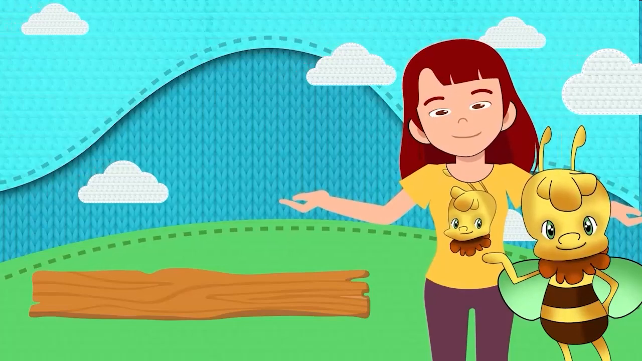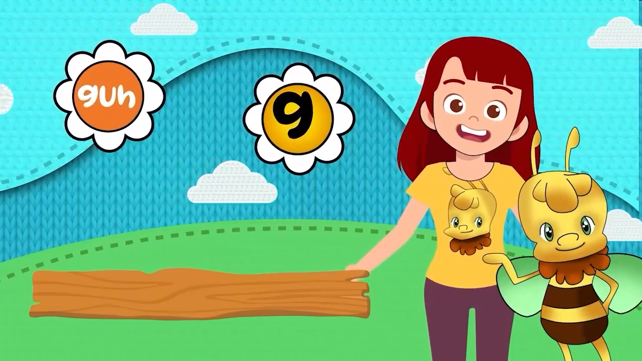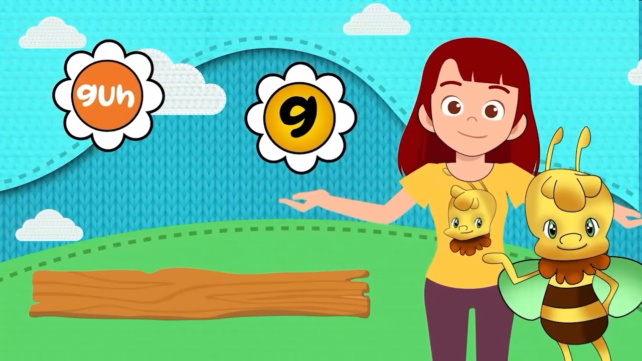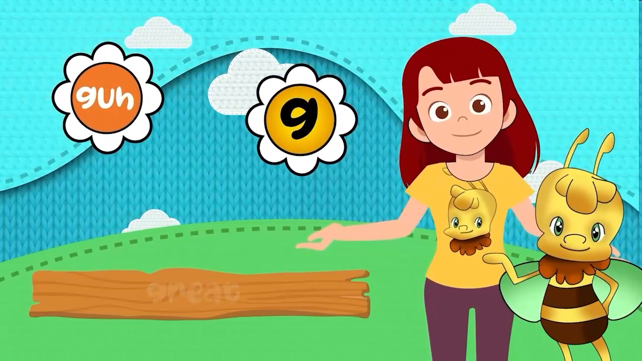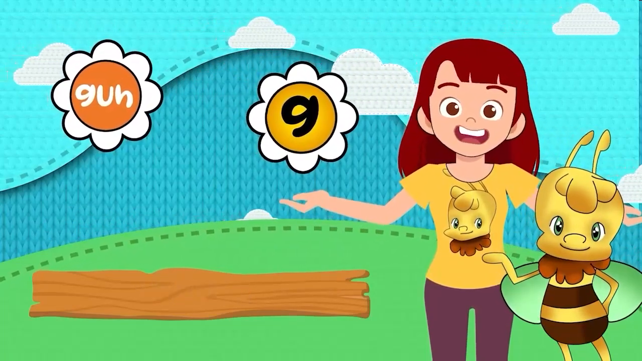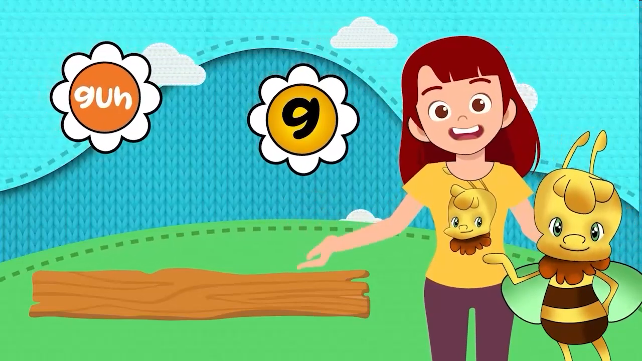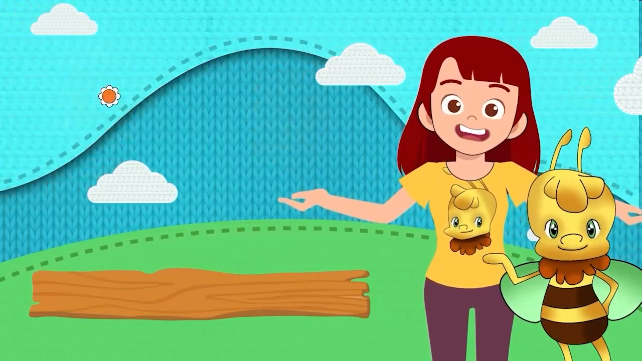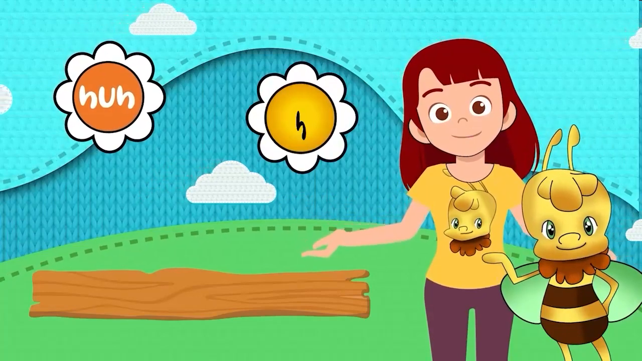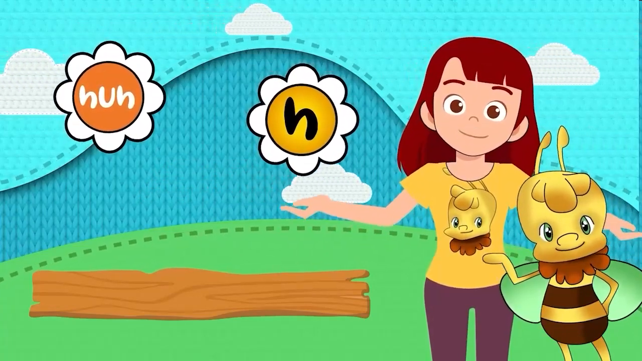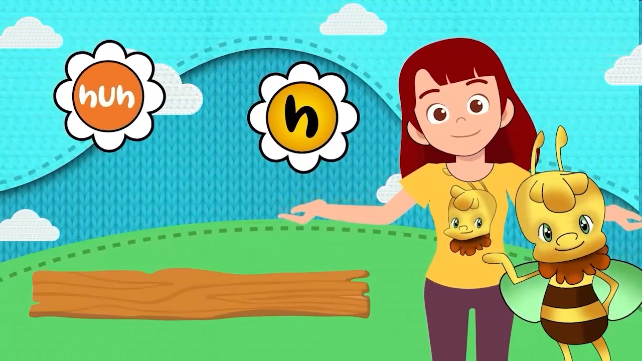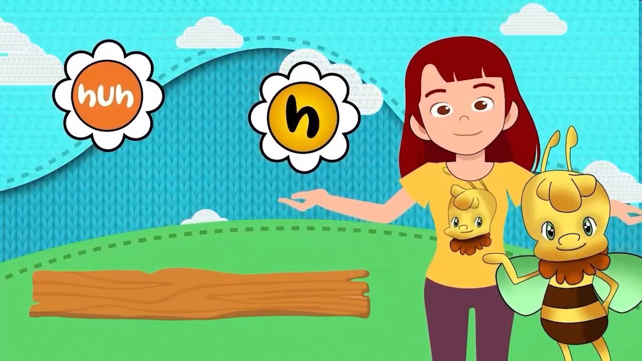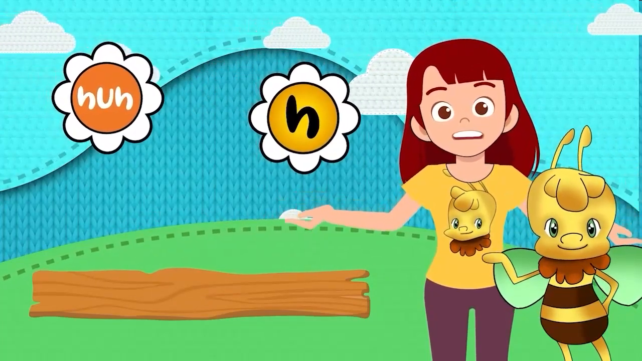Fantastic. We get the sound G from the letter G. We use the sound G to say words like goat, great, and grapes. Practice saying it again. G. One more time. G. Great! We get the sound H from the letter H. We use the sound to say words like hippo, hand, and hello. Practice saying it again. One more time.